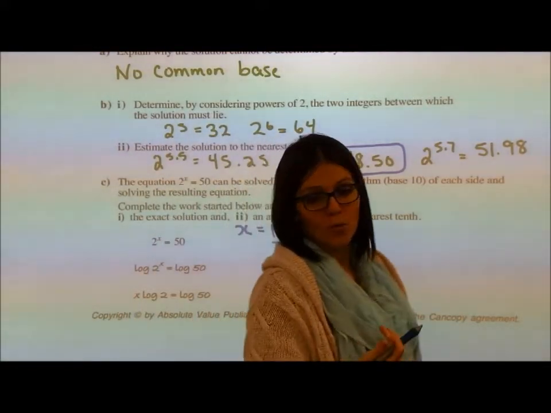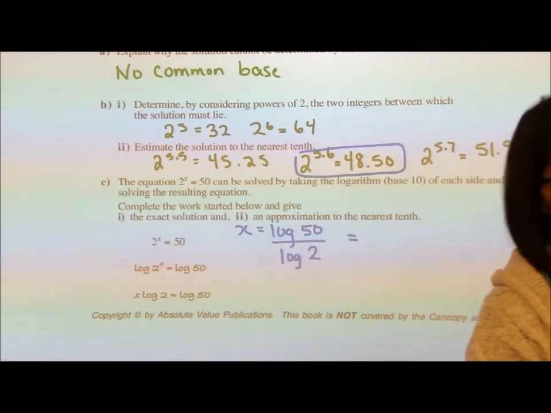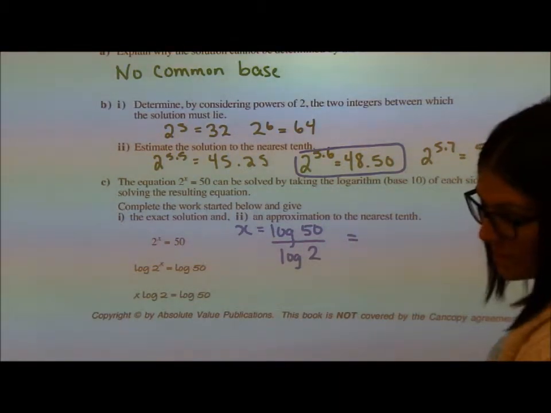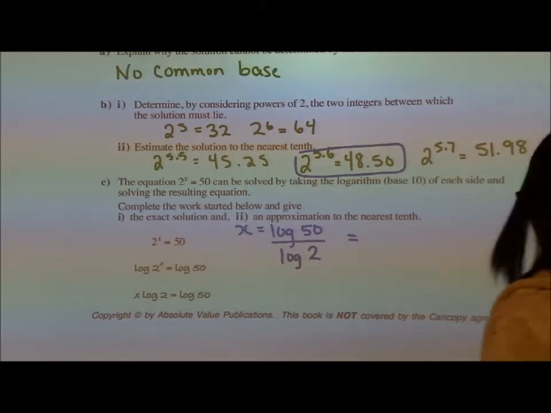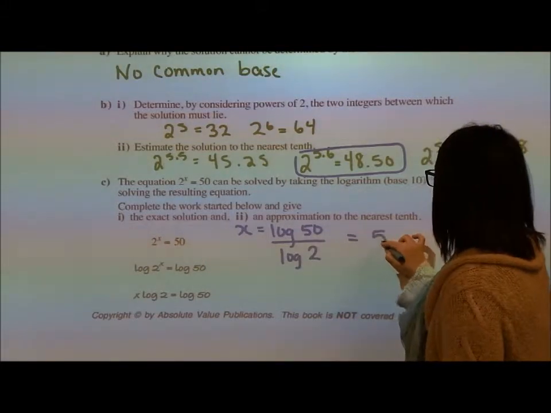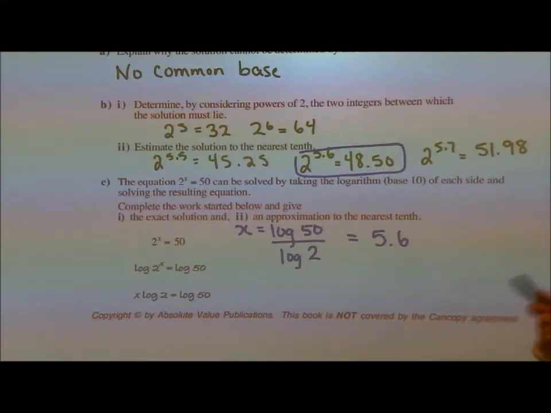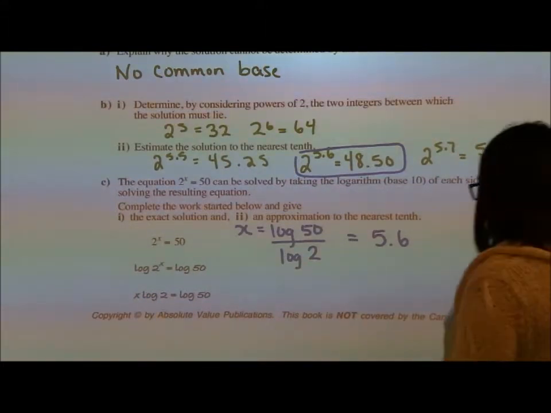So if I was to approximate that, what do I get? 5.64. So to the nearest 10? I'm still getting 5.6. There's another way that I could do this as well.